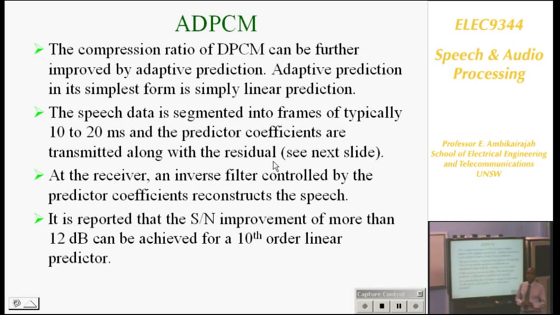Now, the next step is the adaptive differential PCM. In adaptive differential PCM, you have adaptive prediction. It's a simple linear prediction that you use. And it has been reported that if you use adaptive prediction, more than 12 dB can be achieved from a 10th order linear predictor. So an improvement of 12 dB. That's really good.